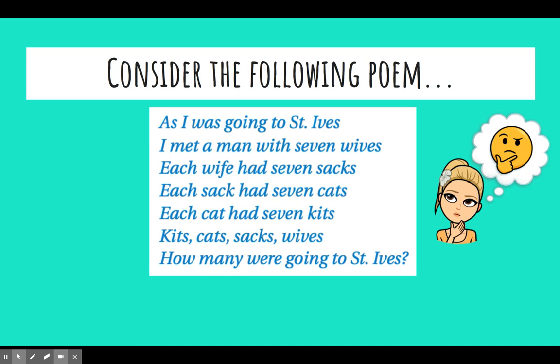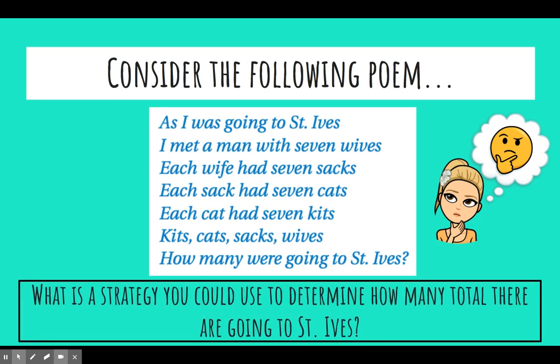And what I want you to think about is, what is a strategy that you could use to determine how many total there are going to St. Ives? Now, when we say total, we're excluding yourself and the husband, okay? The question says kits, cats, sacks, and wives. And there are a couple different options.